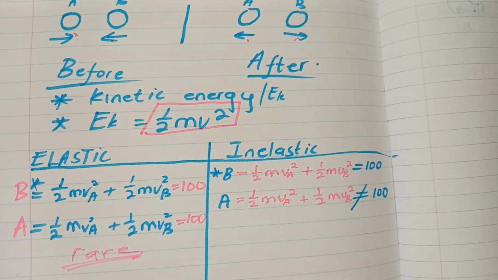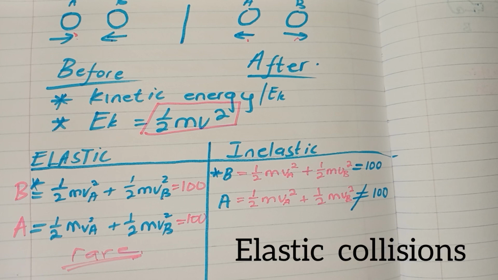All right, so now let me try to differentiate between elastic and inelastic collisions. Before I start, I want you to know that the difference between the two is that they are opposite, so there's no huge difference. I'm going to start with elastic collisions.